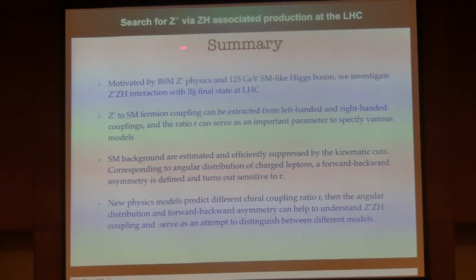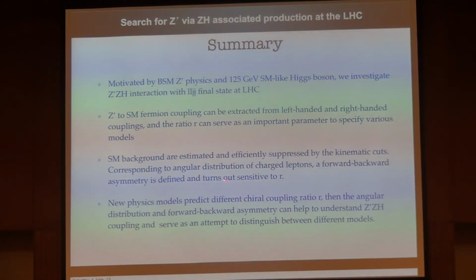And finally, in summary, motivated by the beyond standard model Z prime physics and the 125 GeV standard model Higgs discovery, we investigate Z prime Z Higgs interaction with two lepton, two jet final states at LHC. The Z prime to standard model fermion couplings can be extracted from the left-handed and right-handed couplings, and the ratio R can serve as an important parameter to specify various models.